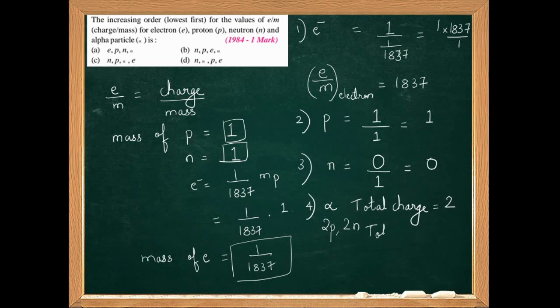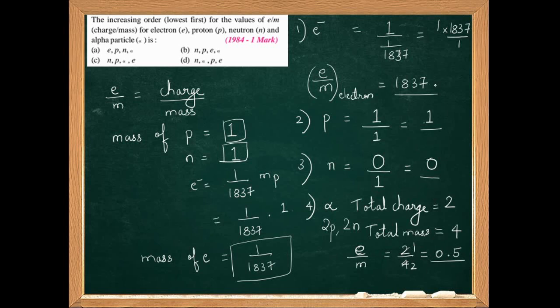And the total mass will be equal to how much? Total mass will be equal to the total mass of 2 protons plus 2 neutrons. So 1 proton, mass is 1, and for 1 neutron also the mass is 1. So this becomes what? 4. So this is equal to 4. So if I find out this ratio, this will give me what? Charge by mass, which is also called the e by m ratio. So this will be equal to 2 upon 4, which is equal to 1 upon 2, which is equal to 0.5. So these are the values of charge by mass ratio for different particles.